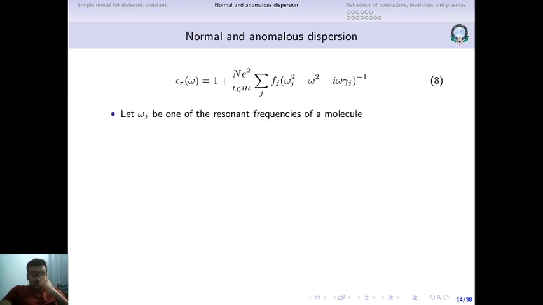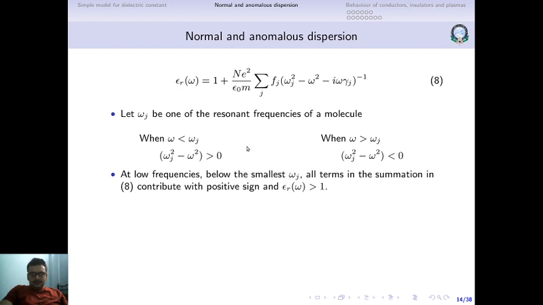Now let's say omega j is one of the resonant frequencies of a molecule. When the applied frequency, that is the frequency of the electromagnetic wave, omega, is less than omega j, then omega j square minus omega square is going to be positive, right? Because when this is less than this, this square minus this square will be a positive quantity. And when omega, the applied frequency, is greater than omega j, then this quantity is going to be negative.